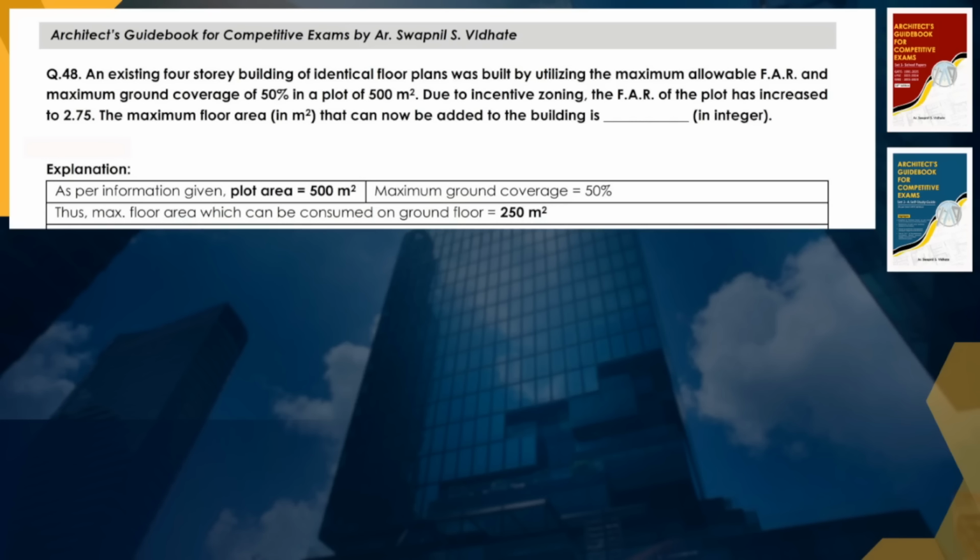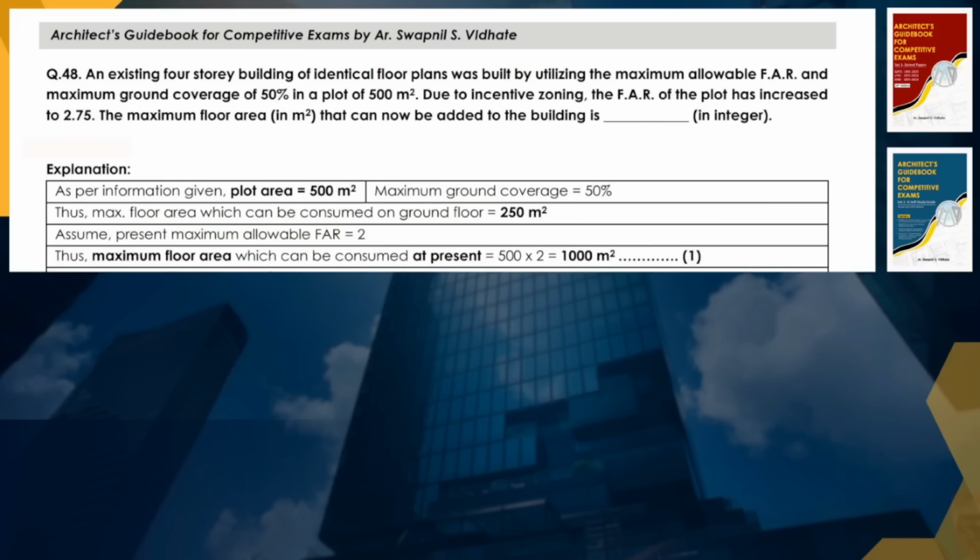So the maximum floor area which can be constructed, because the ground coverage is 50%, we can consume a maximum of 250 meters square, right? The remaining we have to keep as open. Now let's assume that the present maximum allowable FAR is 2. You can assume any figure here. So assume the present maximum allowable FAR is 2.